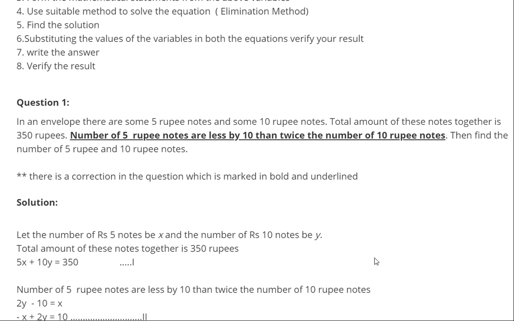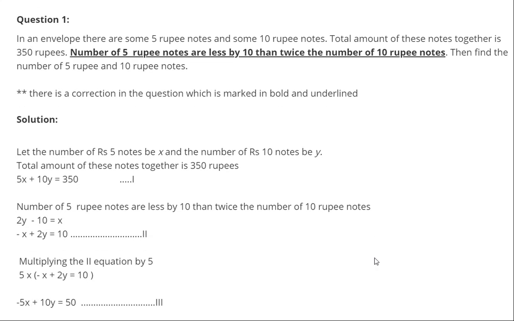Question number 1. There is an error in the question which I have highlighted in bold and underlined. Please make the necessary change in your question as well. Now, in an envelope, there are some 5 rupee notes and some 10 rupee notes. By the very look of the question, I got both the quantities: one is a 5 rupee note and one is a 10 rupee note. So, let the 5 rupee notes be x and the 10 rupee notes be y.